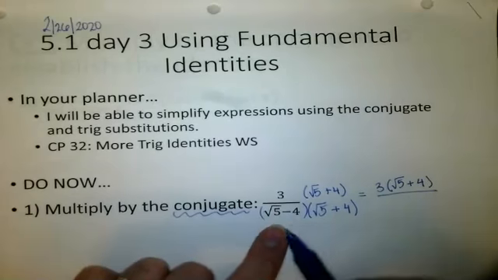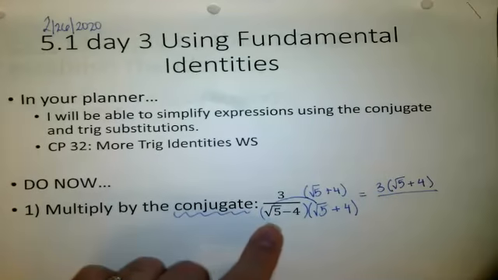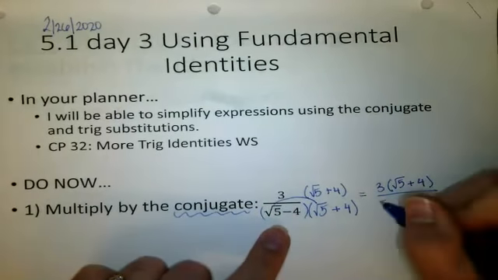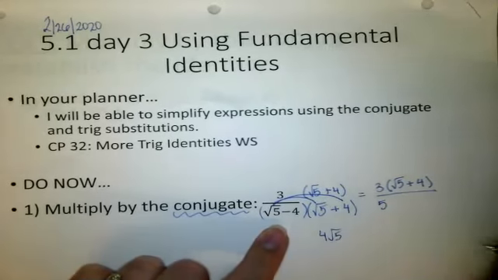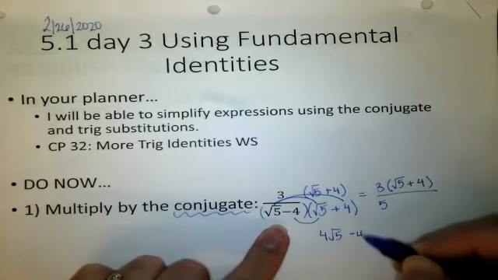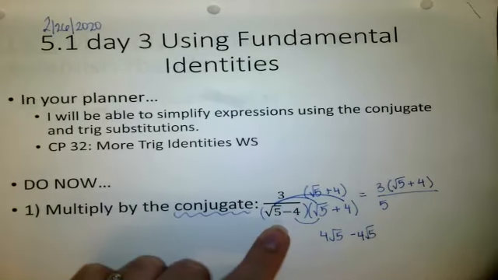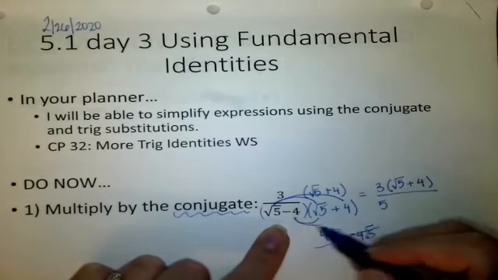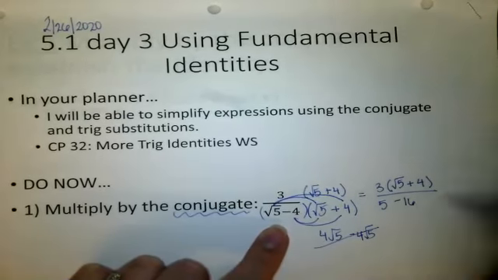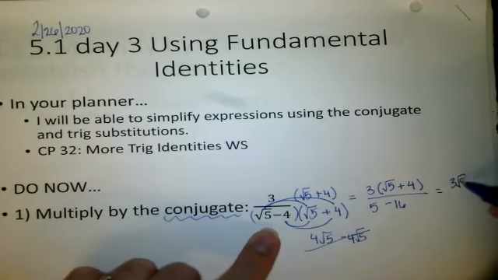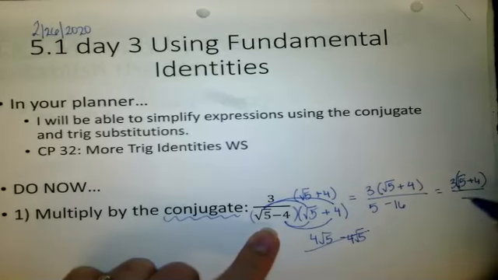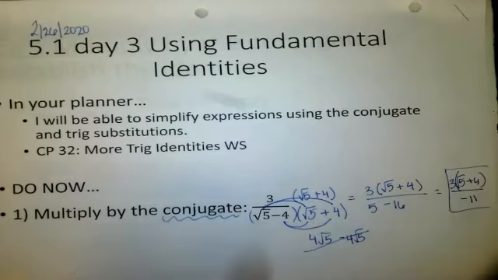Let's see what happens on the bottom. First times first. What's radical 5 times radical 5? 5. The outside is 4 radical 5. The inside is negative 4 radical 5. What do those do? They cancel out to be 0. And then last times last is negative 16. And so we get 3 times the quantity radical 5 plus 4 over negative 11, which is a fine answer. It's not very pretty, but it works.